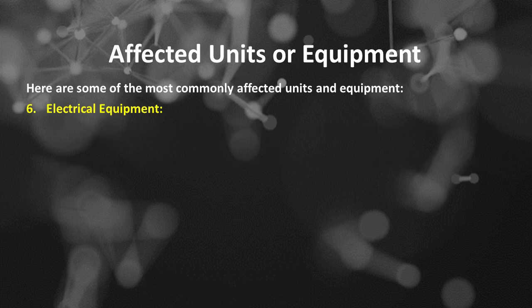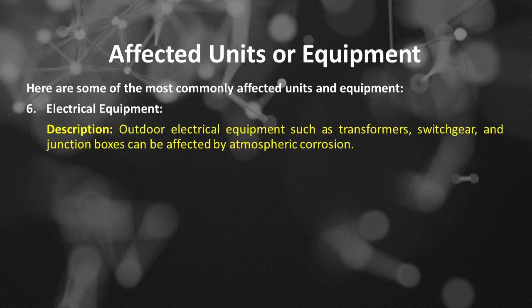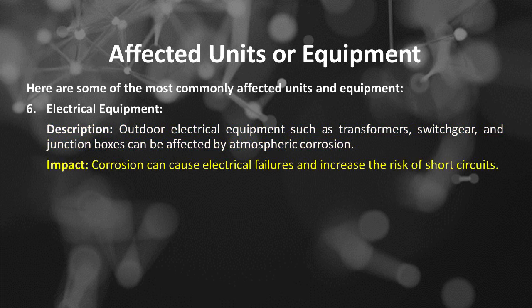Number 6 of the most commonly affected units and equipment is electrical equipment. Electrical equipment description. Outdoor electrical equipment such as transformers, switchgear, and junction boxes can be affected by atmospheric corrosion. Electrical equipment impact. Corrosion can cause electrical failures and increase the risk of short circuits.